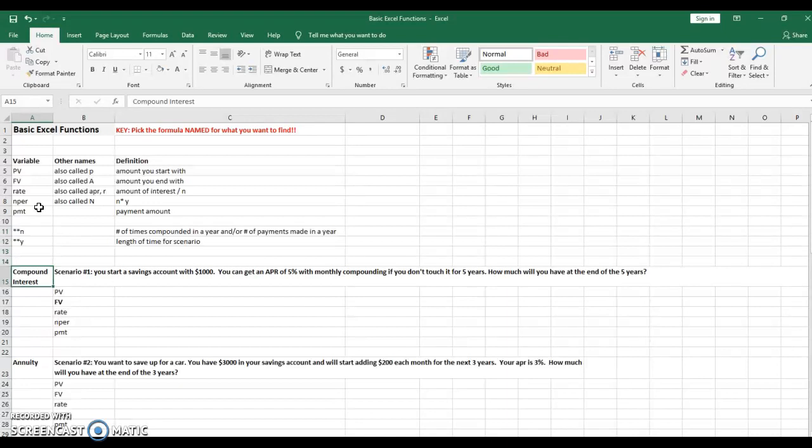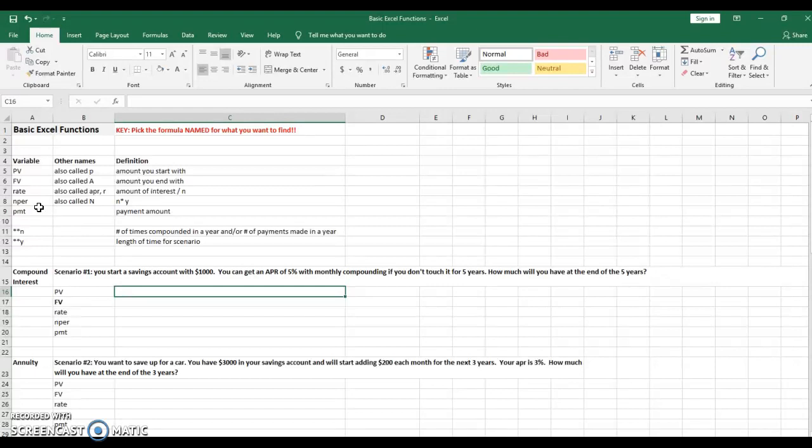So first scenario down here, we're going to use compound interest, and it says you want to start saving. You want to start a savings account with $1,000. You can get an APR of 5% with monthly compounding. If you don't touch it for 5 years, how much will you have at the end of the 5 years? I like to always just fill in my variables first, because then you can see which one you need to solve for. So to start with PV, how much am I starting this account with?